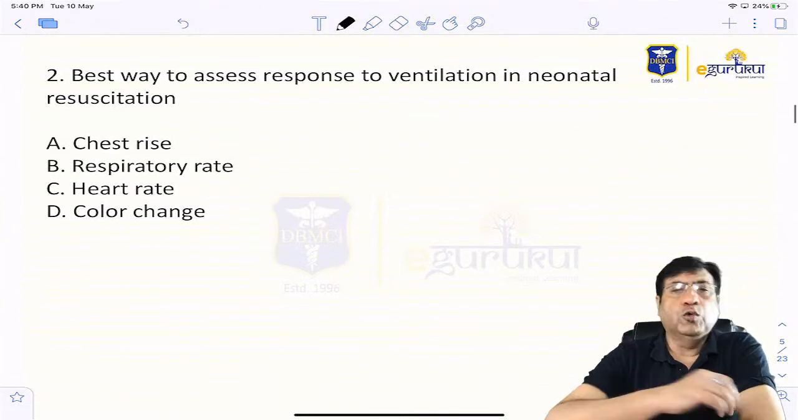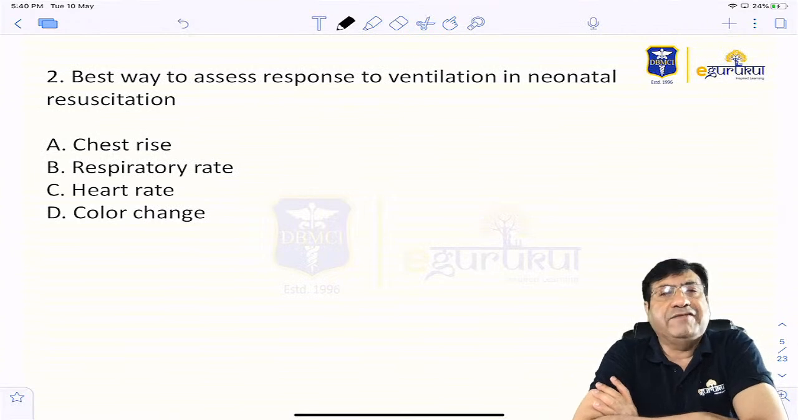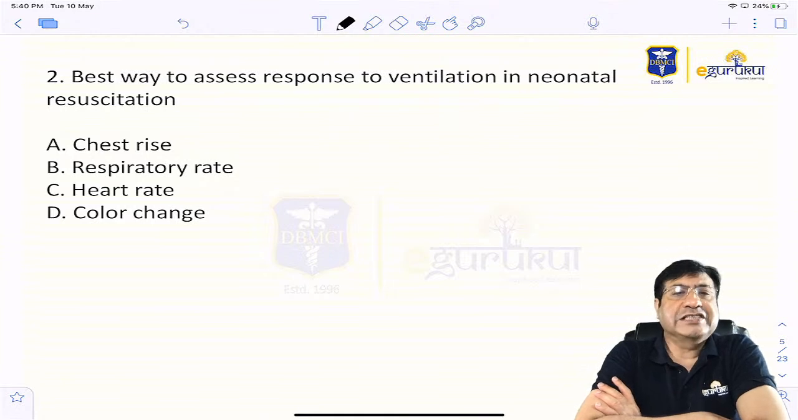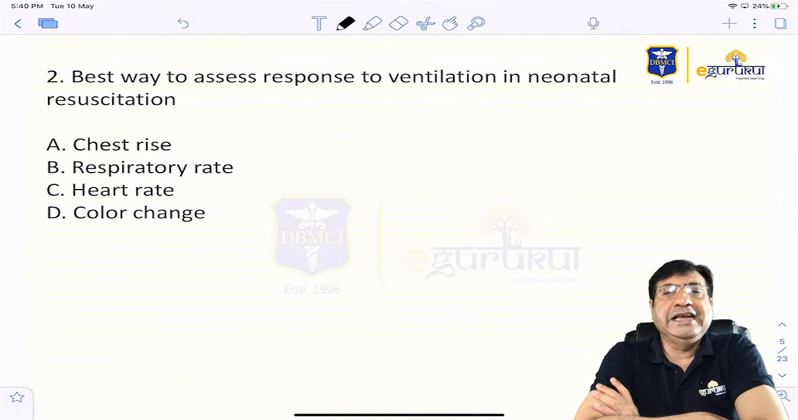Then question number 2 again was a question which we have discussed in class, and those who have attended the classes, those who have gone through our app, would easily have been able to answer this question on neonatal resuscitation. The question was, which is the best way to assess the response to ventilation in neonatal resuscitation? The chest rise, the respiratory rate, the heart rate, or the color change?